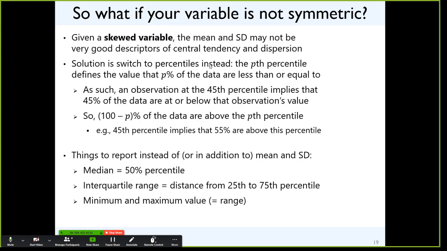So if you have a skewed variable, things that you would also want to report besides mean and variance are the median, and potentially percentiles. So the definition of a percentile is the value at which that percent of the data is less than or equal to. So if I say that you're at the 45th percentile, then that means that 45% of the data are at or below that value. So you see percentiles a lot in terms of trying to interpret test scores.